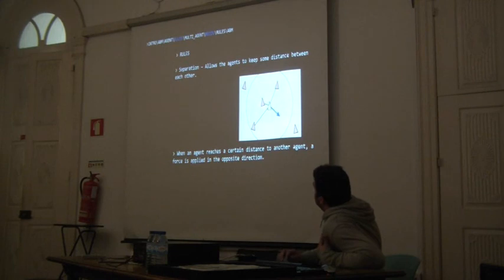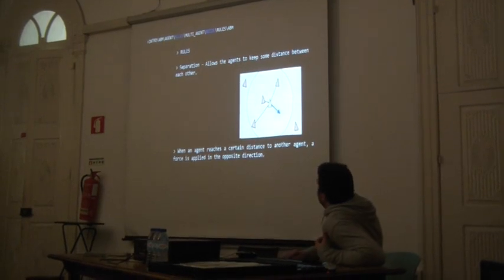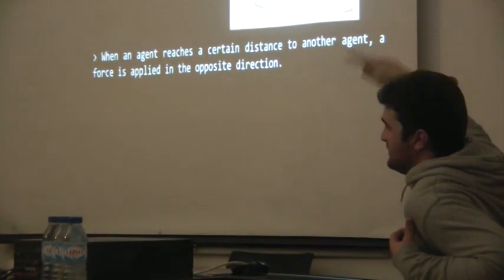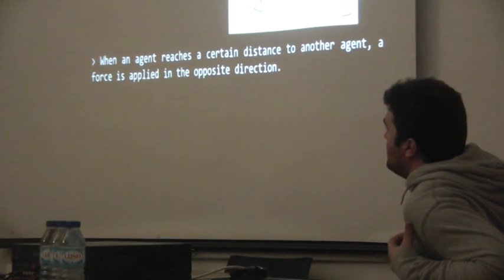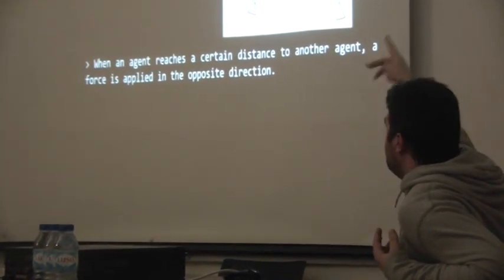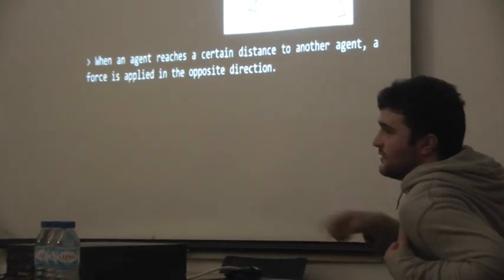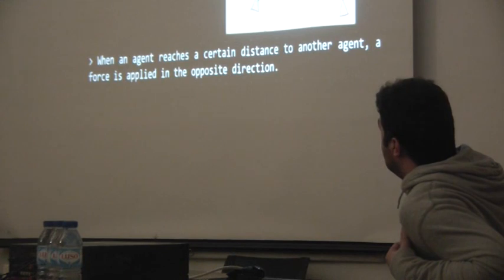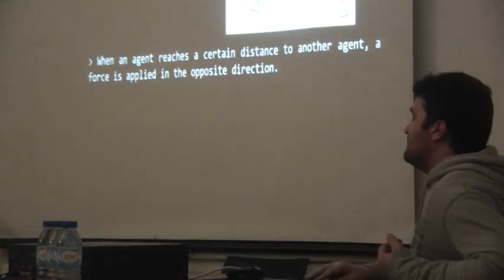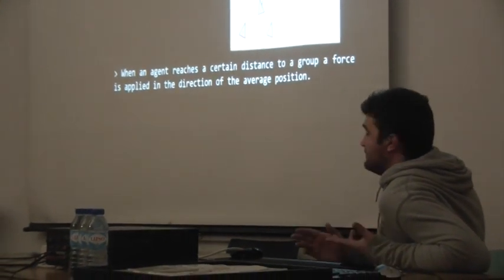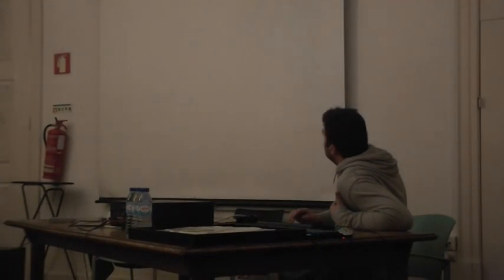So this separation rule is what I explained in a graphic way. You can see that when anything gets close to any of the others within a certain radius, it moves away from either the three neighbors that you see, or two neighbors, or a group of neighbors. So it makes an average vector, and the force is applied in the opposite direction. The same goes for collision. That's self-explanatory.